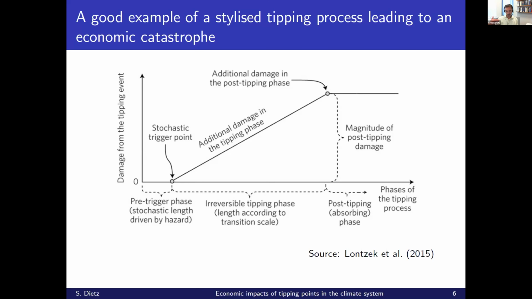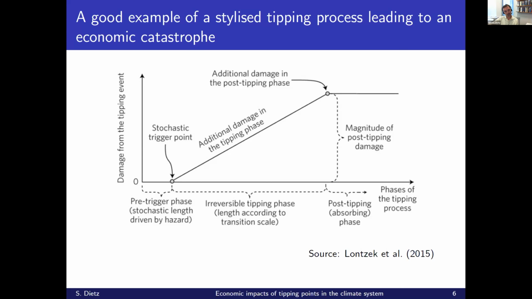there is some kind of stochastic trigger point in the climate system, say a temperature threshold, beyond which an economic damage process is initiated. Now, what makes Thomas and colleagues' model a good example of this work is that the trigger point itself can potentially be calibrated on scientific evidence about, for example, what is the chance that the Atlantic circulation might collapse at a given temperature.